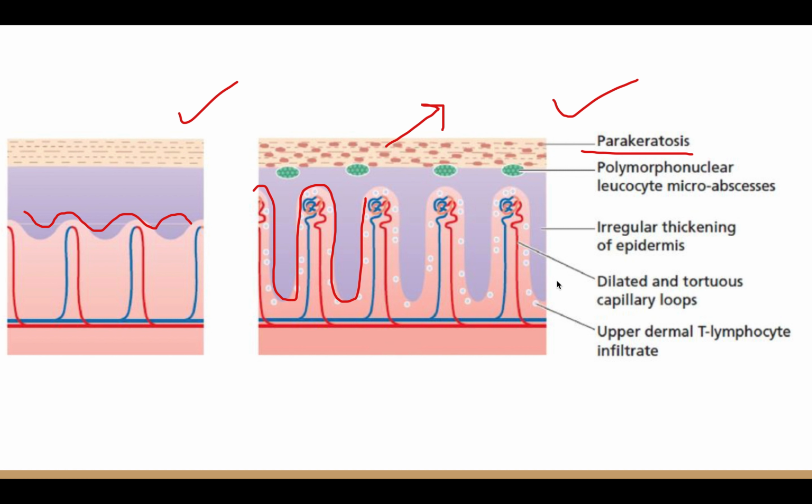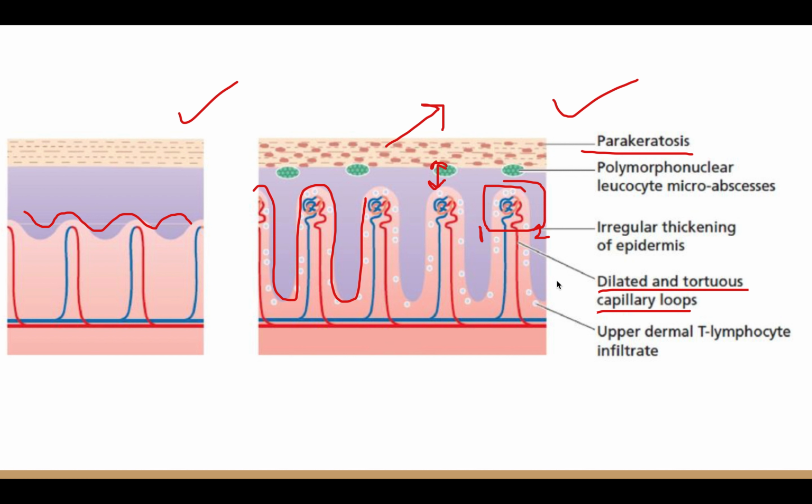Now in between the rete ridges, this is the first rete ridge, let's take an example, and this is the second rete ridge. In between them you can see dilated capillary loops. These capillary loops are present such that they just appear to touch the stratum corneum, because there is thinning over here. So this part gets thinned. You can see there is acanthosis. The whole epidermis is thickened.